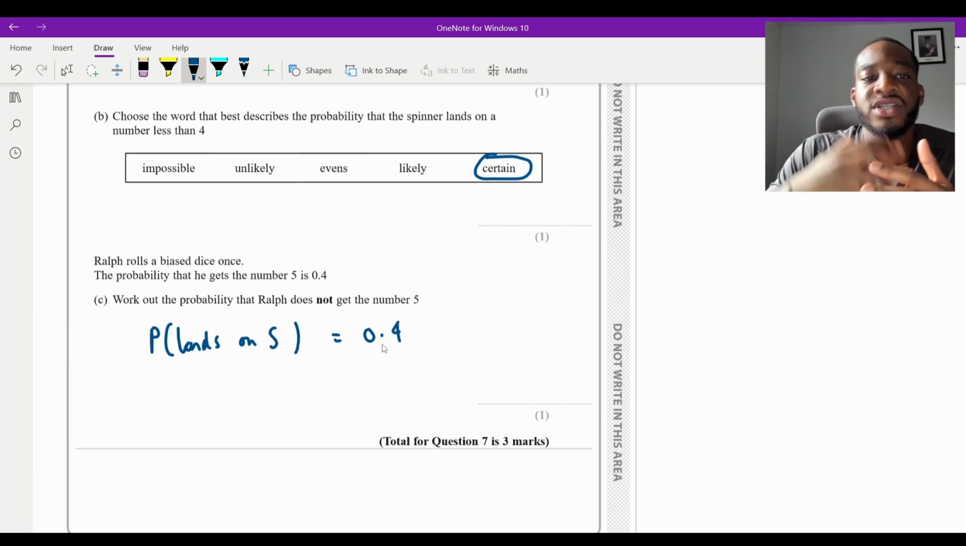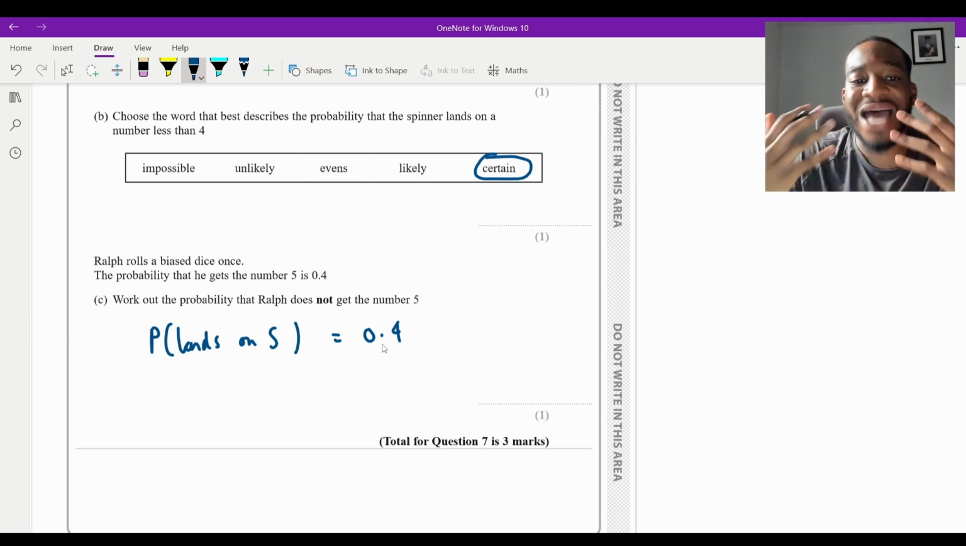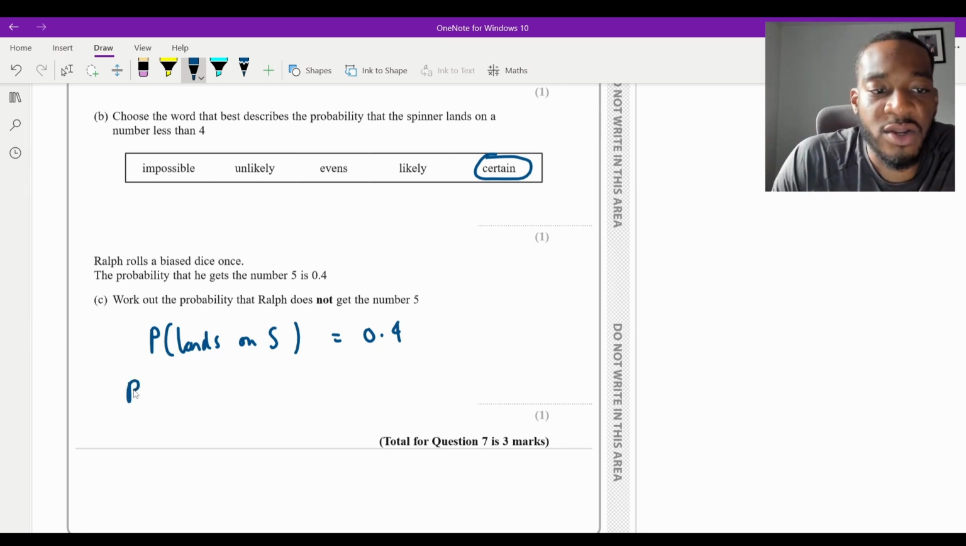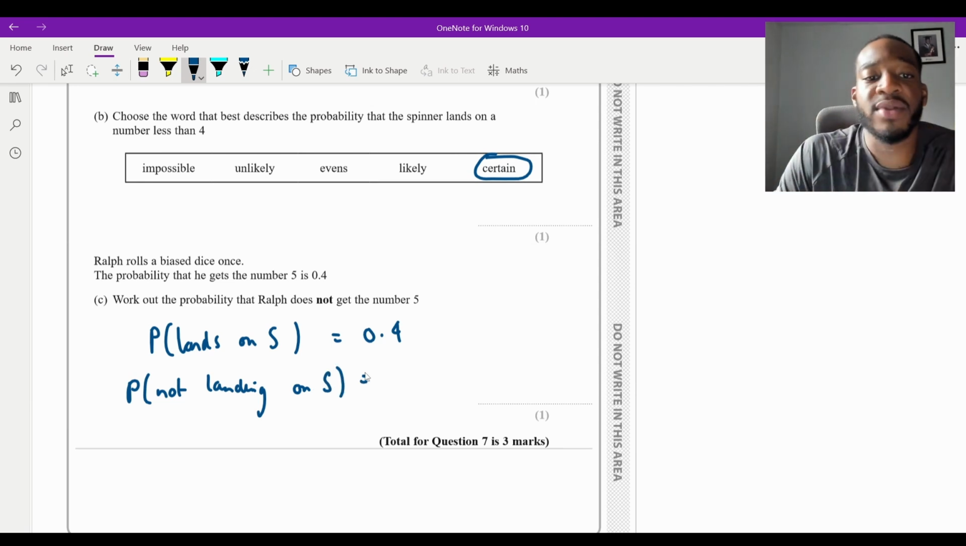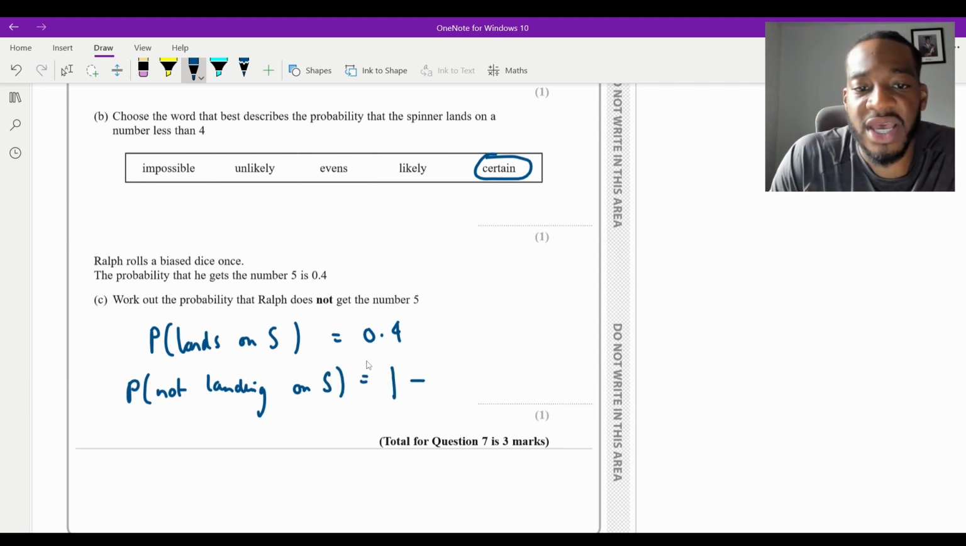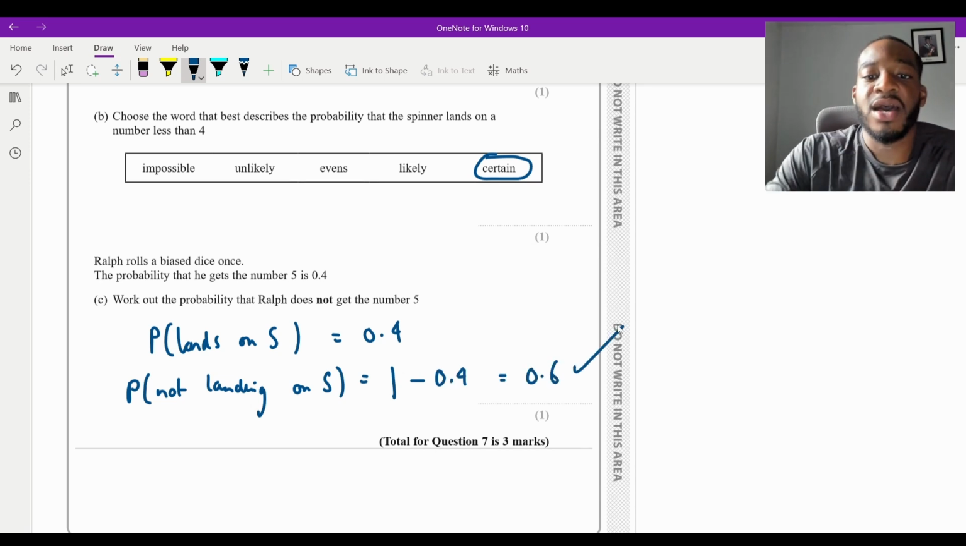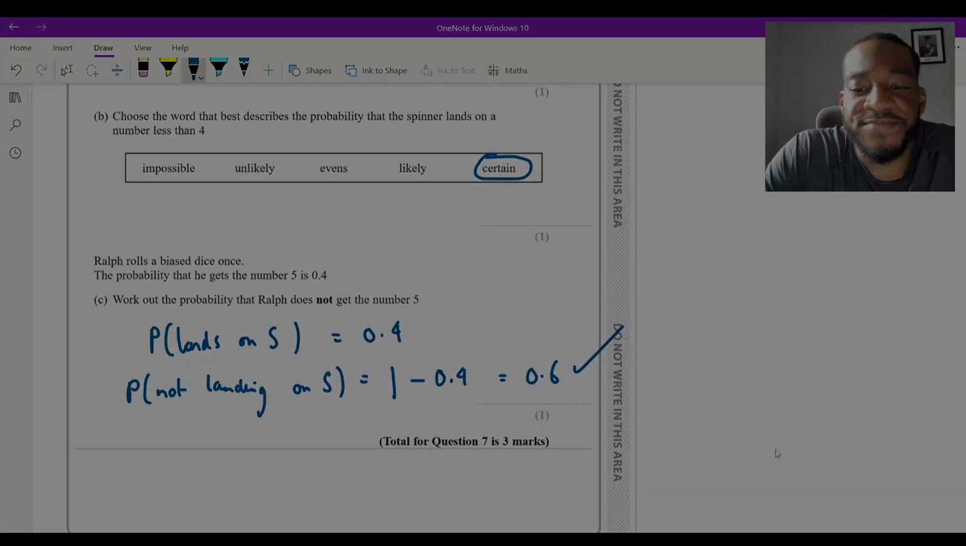Well, the only other scenario is if it does not land on 5. Remember, we know that all probabilities must add to 1. So the probability of it not landing on 5 is just going to be equal to the total probabilities, which is going to be 1, and we're going to take away the 0.4. And that's just equal to 0.6. And that's it. And that's question 7 finished.